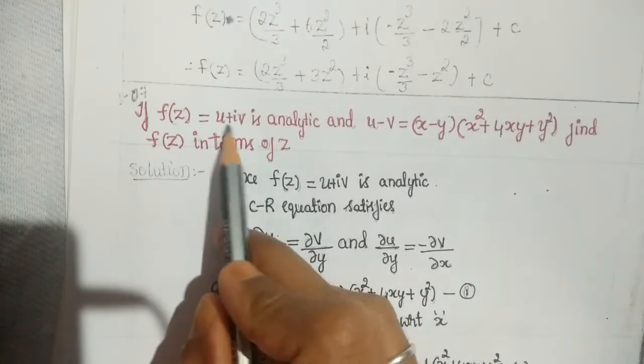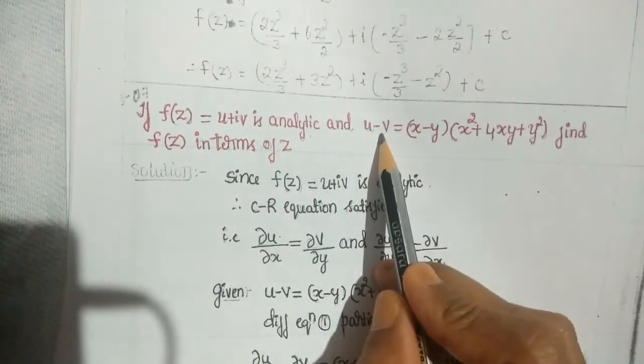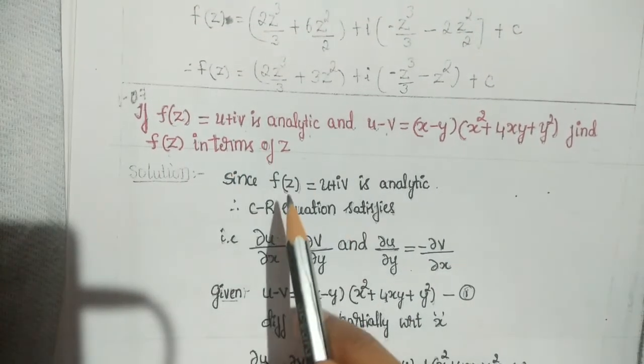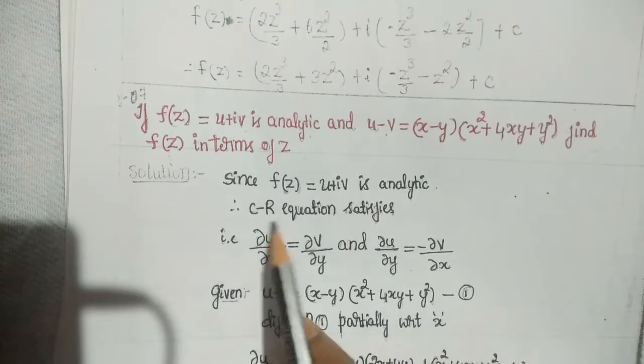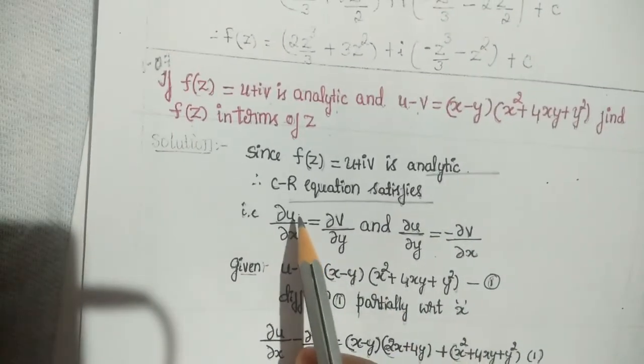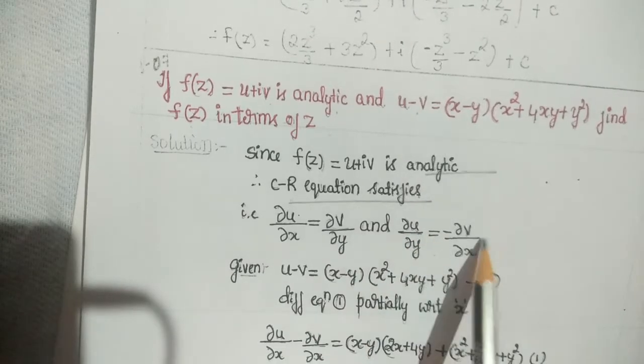If f(z) equal to u + iv is analytic, and u − v is given, find f(z) in terms of z. For that, consider f(z) equal to u + iv is analytic. Since it is analytic, it clearly satisfies the CR equations. So what is that CR equation? u_x is equal to v_y, u_y is equal to minus v_x.